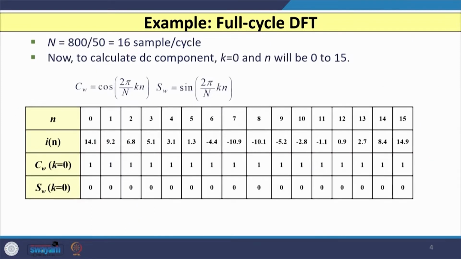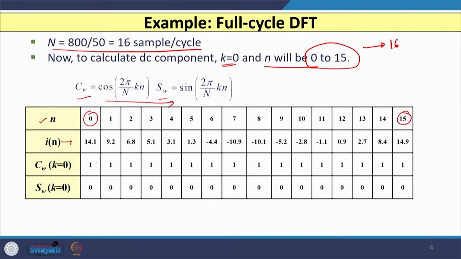As we have 16 samples per cycle available, to calculate the DC term, as we have discussed, we have to put k equal to 0 and small n, which is the sample number, varies from 0 to 15, so a total of 16 values. Let us see how we can calculate these CW and SW terms. We have the value of n that varies from 0 to 15.